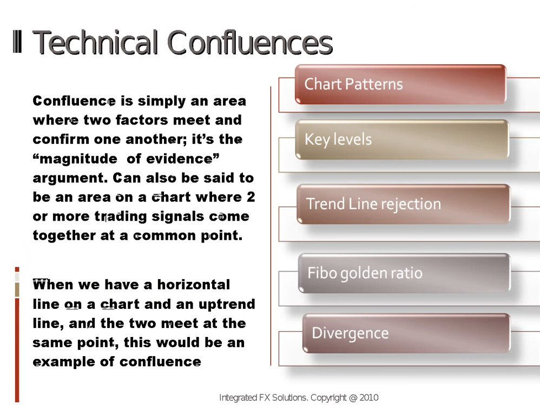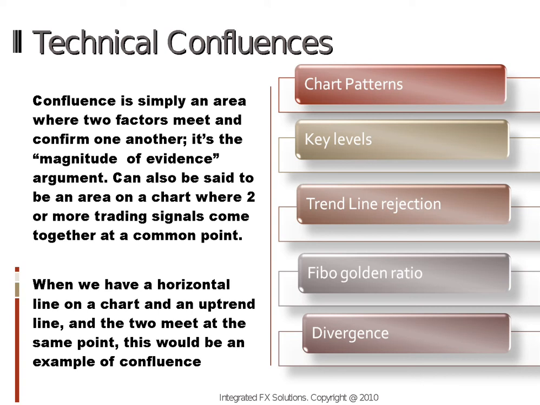Confluence is simply an area where two or more factors line up to give you a reason to do something, sometimes referred to as a magnitude of evidence, where you're stacking one thing on top of another to give you evidence to say go and take this action. And in trading we term that confluence, where we get a series of points or reasons to say let's look at this area and initiate a trade from that area.